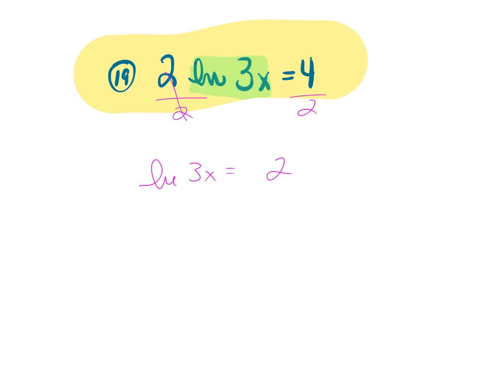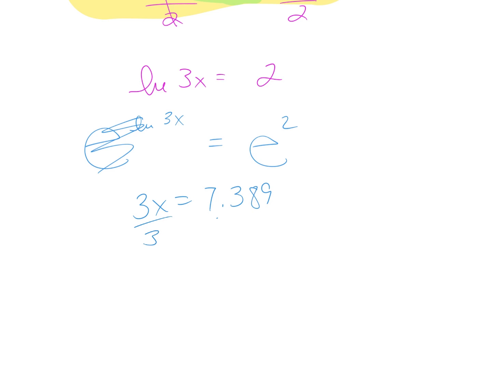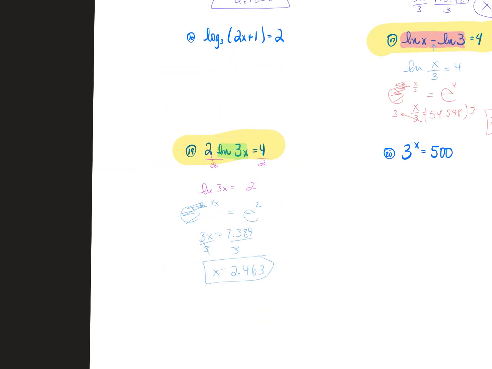What's the opposite of ln? E. Big ol' E. What goes up here? ln of 3x equals big ol' E to the 2nd power. 3x equals, what's e to the 2nd power? 7.389. Divide both sides by 3, and x equals what? 2.463. Perfect. Very good, very good, very good.